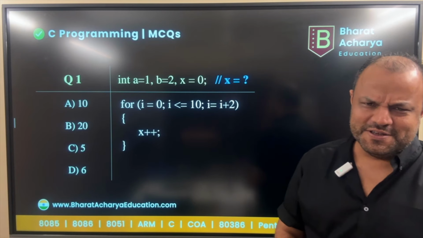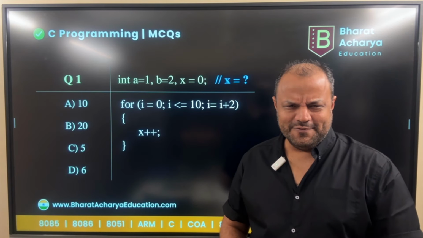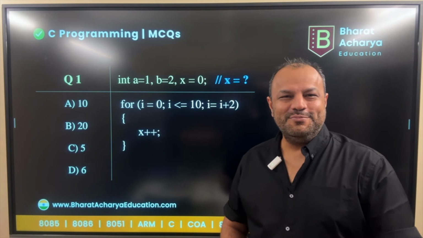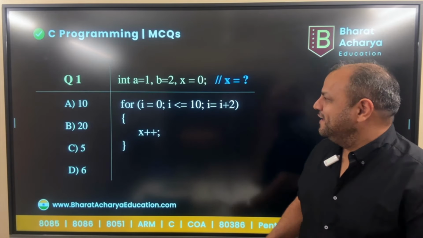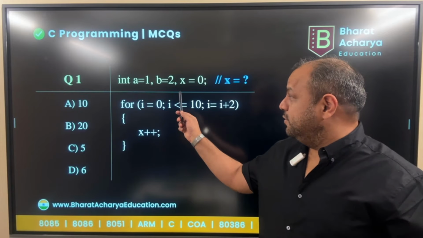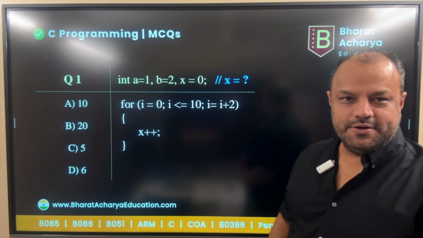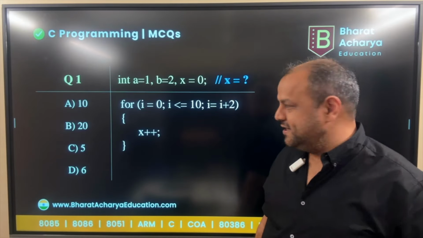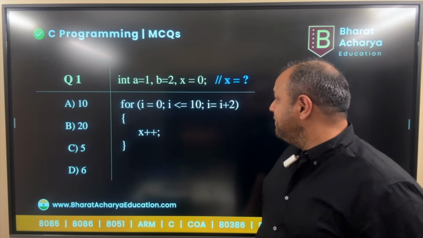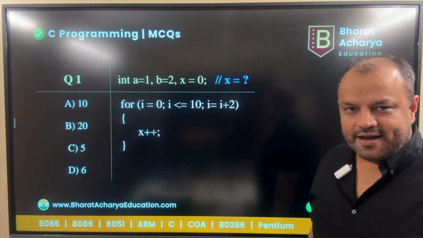First one, of course, is very simple. It's a warm-up question, and I'm sure you'll be able to handle it and answer it like this. Some of you would have already got the answer. Int a is equal to 1, b is equal to 2, x is equal to 0. So three variables are created, a and b have been given values, x is being given a value 0. What will be x at the end of the program?